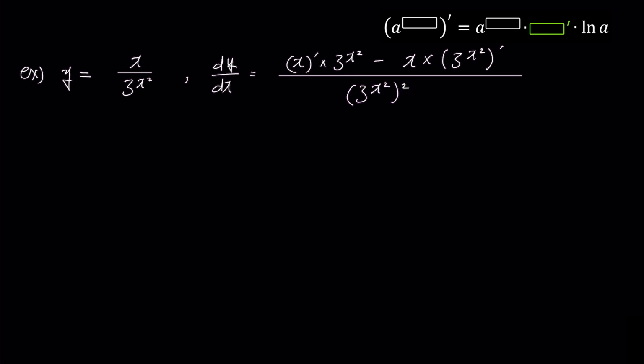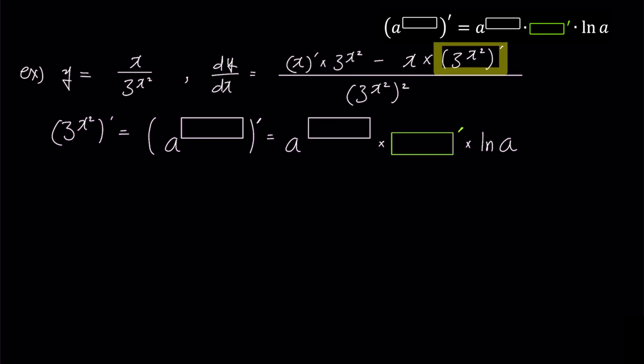The part we need to focus on is the derivative of 3 to the power of x squared. Let's first bring up the derivative formula and substitute 3 for all the instances of a in the formula. Then we'll put x squared in the left box and also in the right box. Now let's put the derivative of x squared, which is 2x, in the green box prime. With this, our calculation is complete.